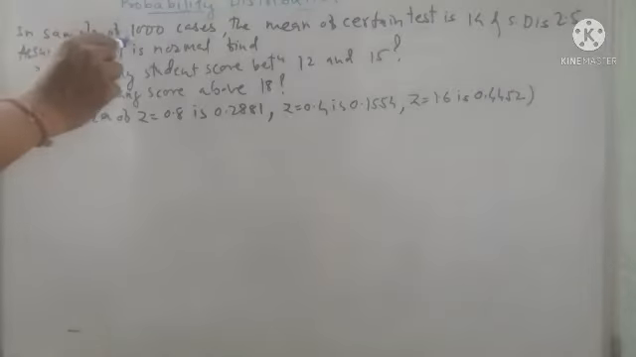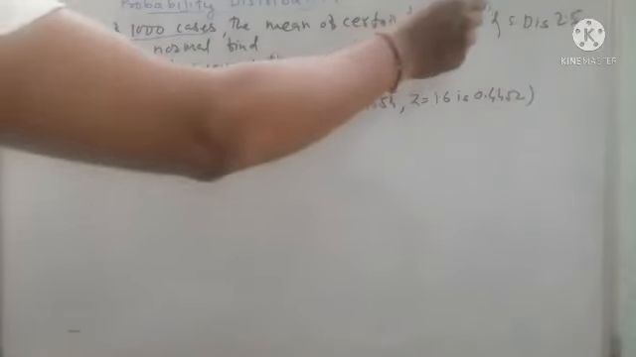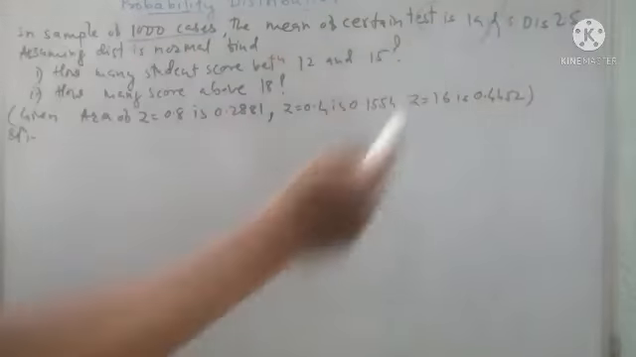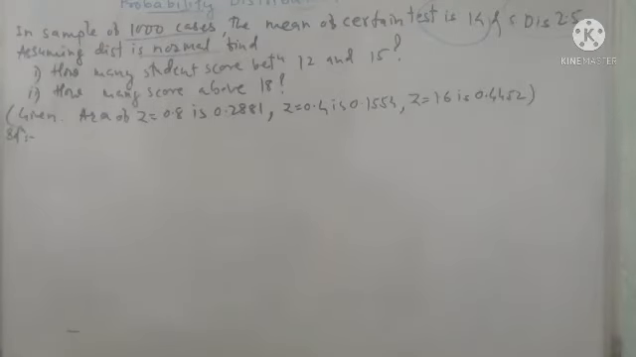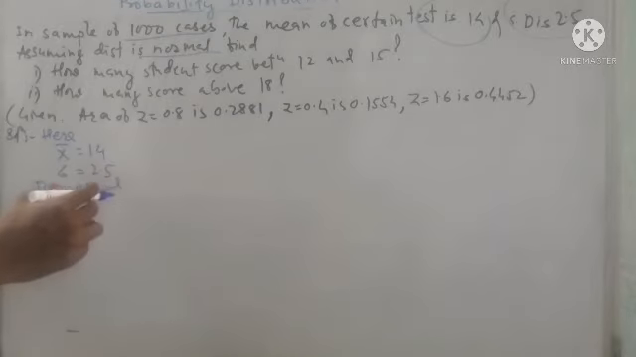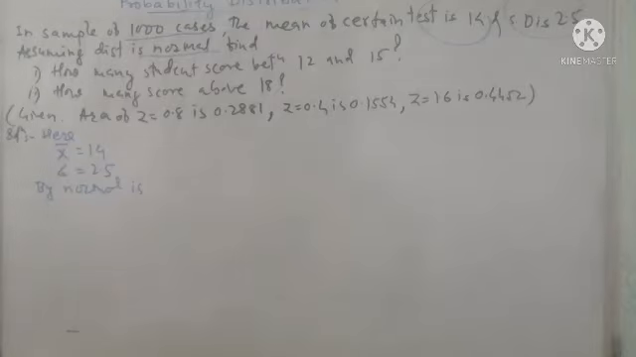In a sample of 1000 cases, the mean of a certain test is 14 and the SD is 2.5. Assuming the distribution is normal, this is an example of a normal distribution in which the distribution has a mean x bar of 14 and standard deviation sigma of 2.5. By normal distribution we use the normal variable to convert a random variable by the formula z is equal to x minus x bar divided by sigma.